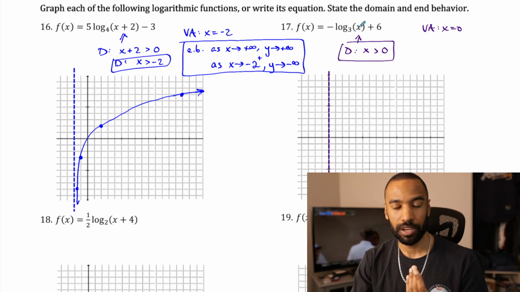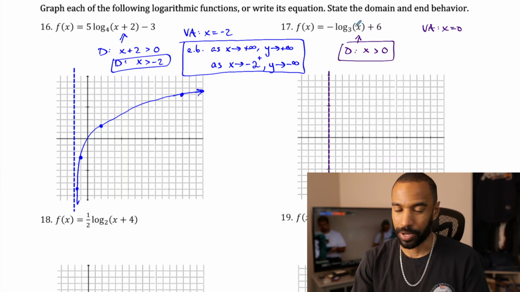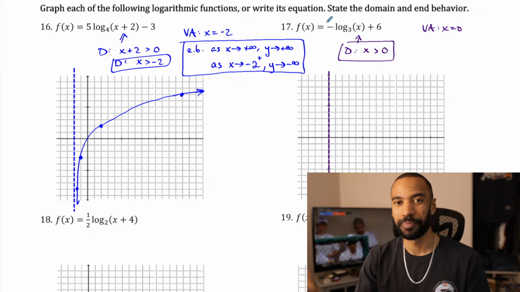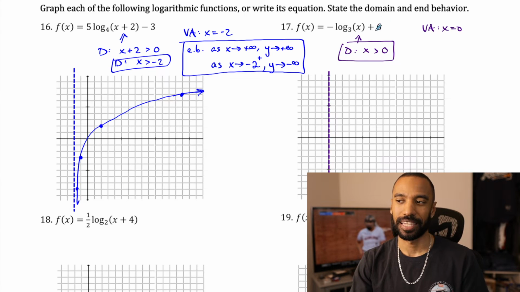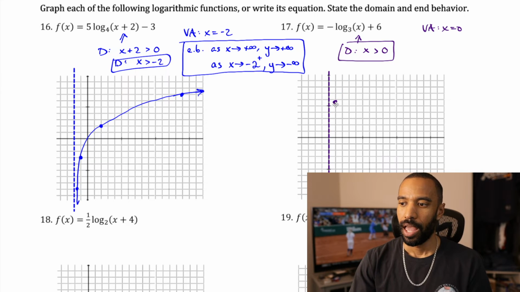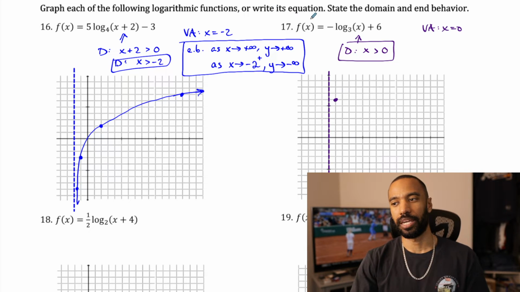You know what log base 3 of 1 is? It's 0. 3 to the 0 power is 1, so it's 0. You know what negative 0 is? It's still 0. But you know what that plus 6 is? It's 6. When I'm 1 away from here, I am 6 up. This is my starting reference point. Everything I do will be in relation to here.